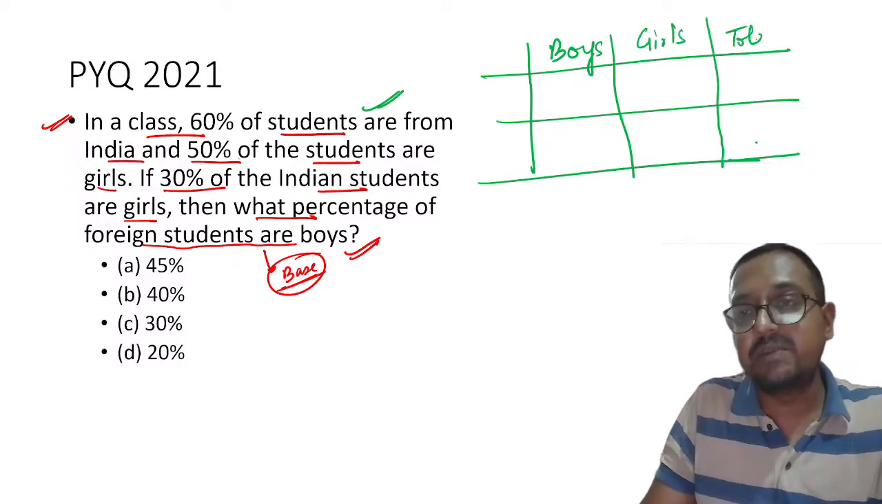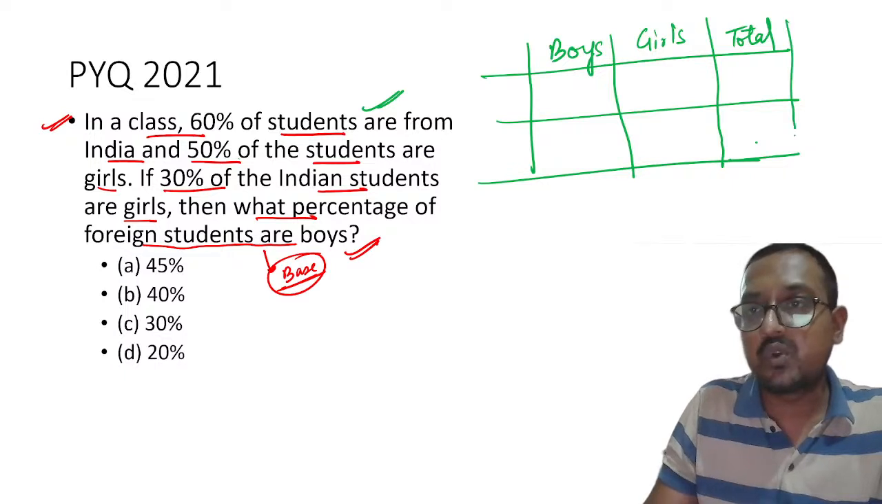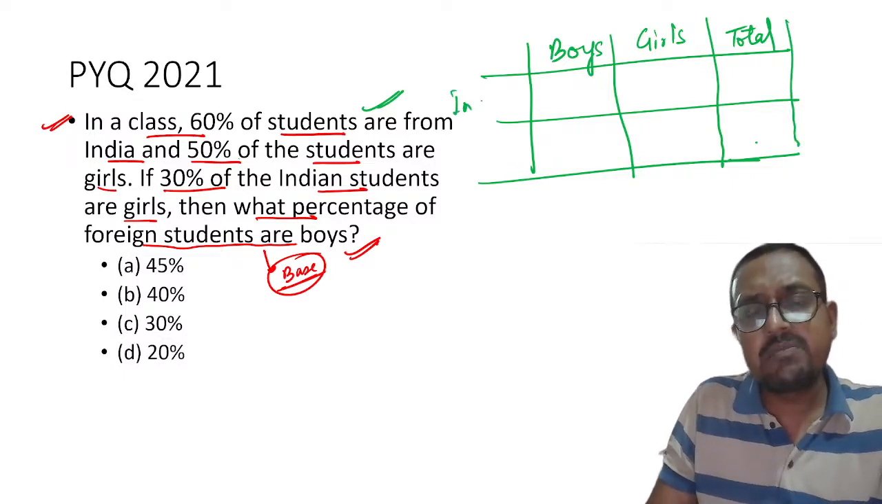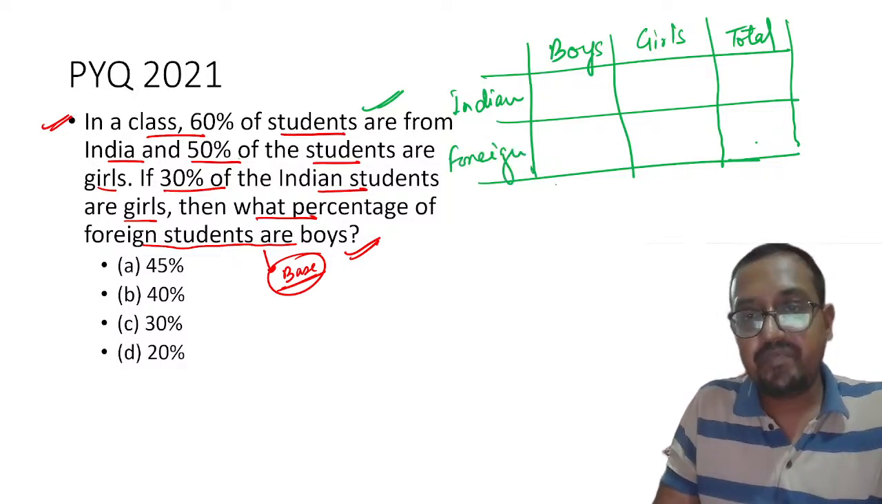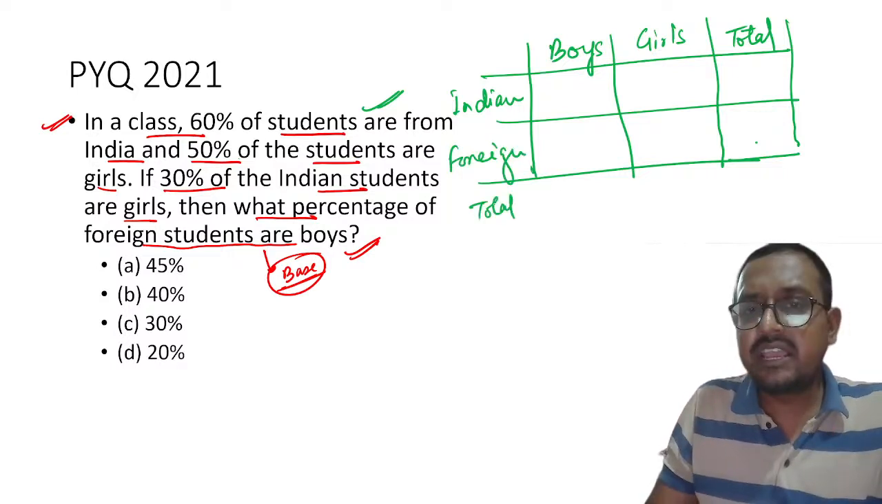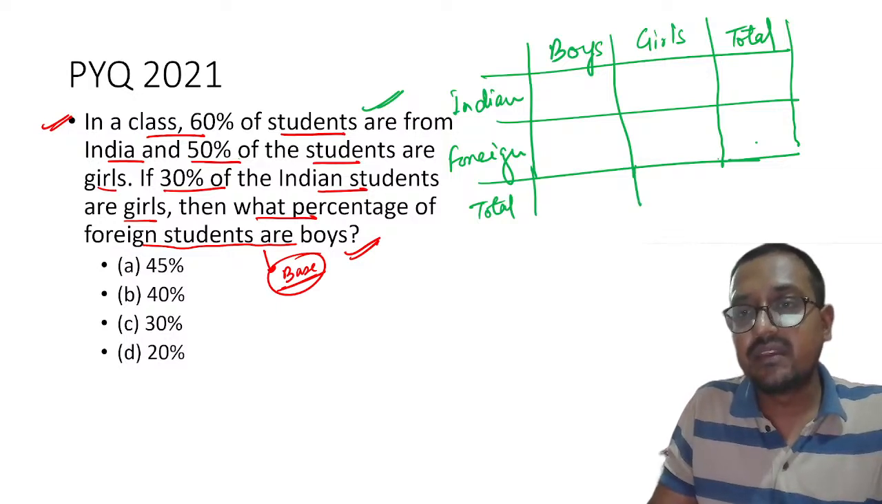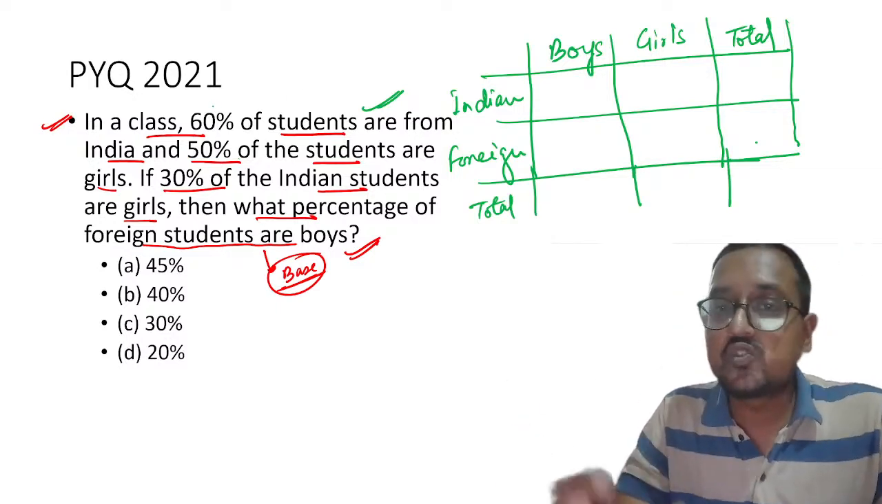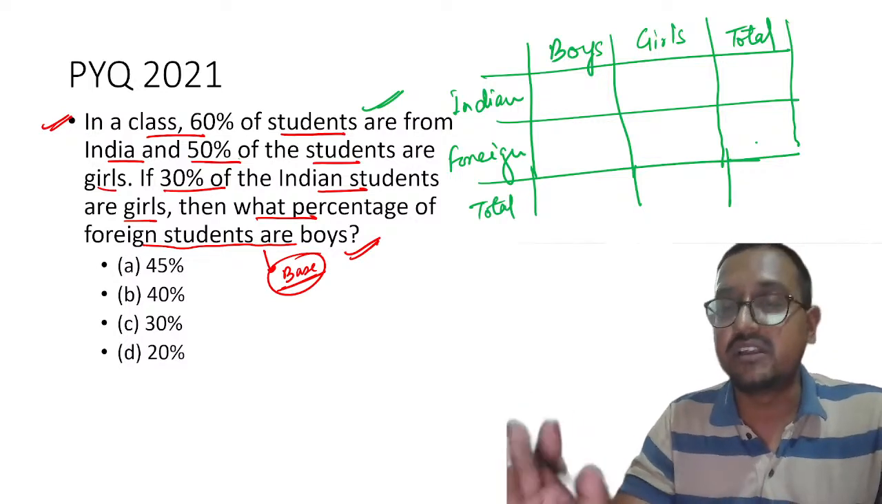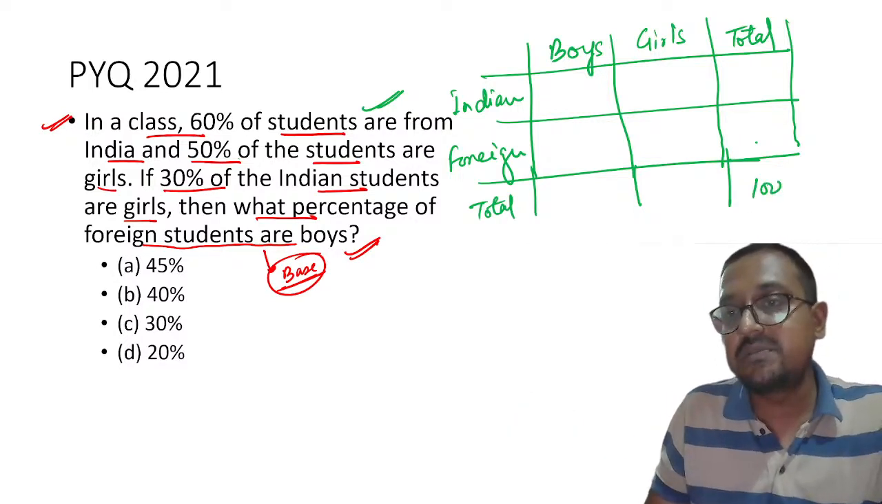Let me put total. I can put total. Here let me put Indian, and obviously non-Indian, that means foreign. And again here total for boys and girls. So let us presume that the total number of students in the class is 100. Please remember, total is 100.